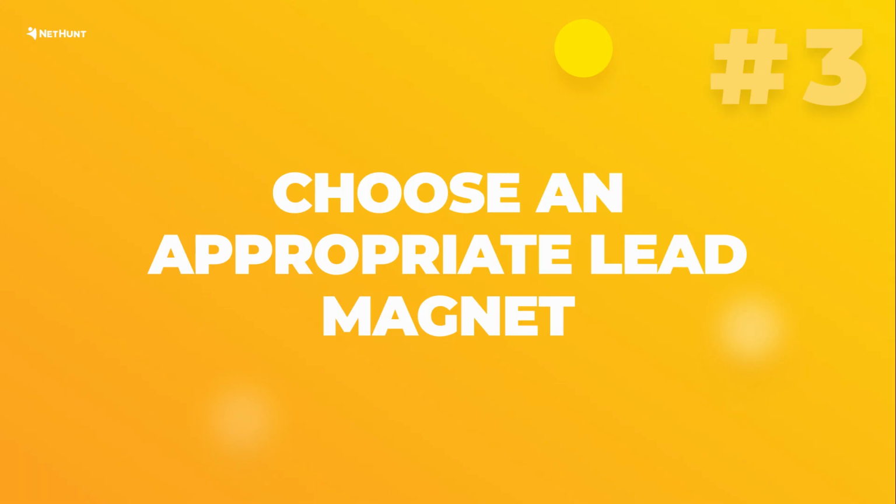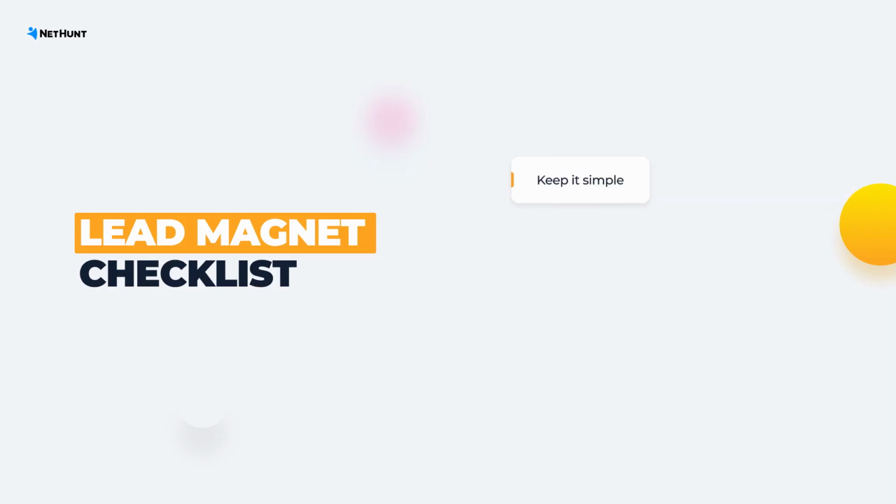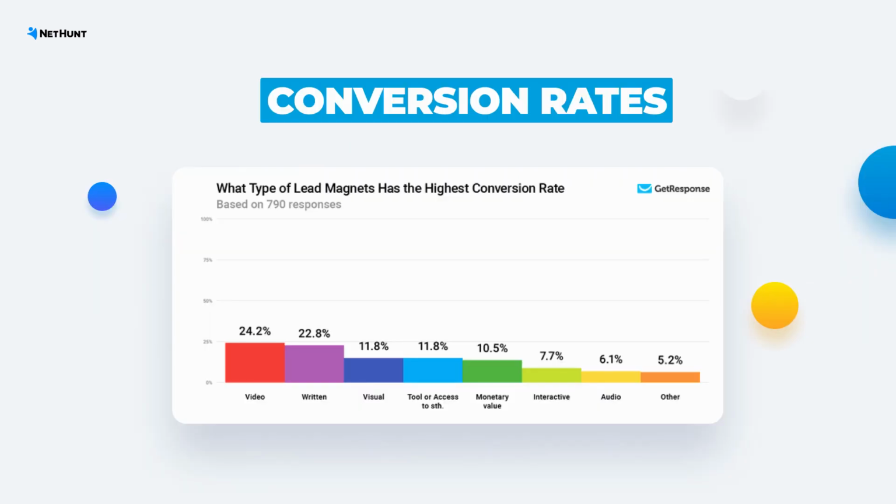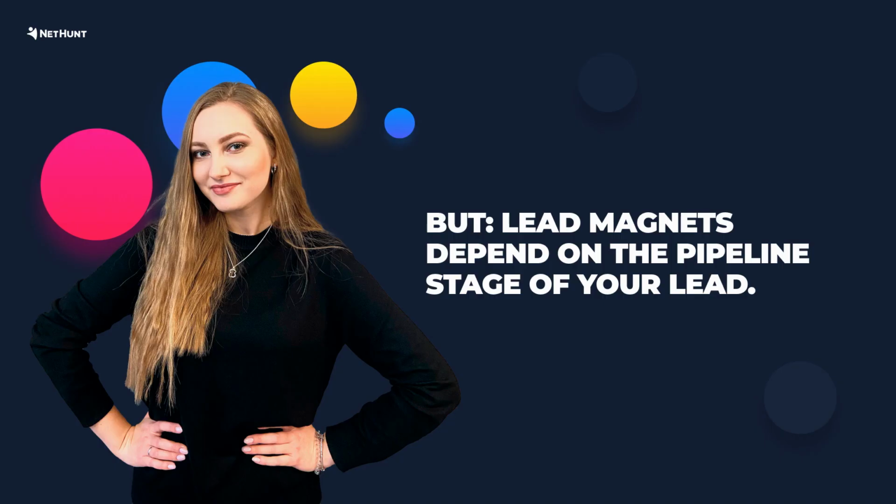Step 3. Choose your lead magnet. Keep it simple. Focus on your strengths and choose something that gets to the heart of what your audience wants. Check out this graph outlining the lead magnets with the highest conversion rates. At the start of this video, you might remember us mentioning the most popular types of lead magnets, but a lot of your decision depends on the stage of the buying process that your lead is at. Take this into consideration when planning your lead magnet.